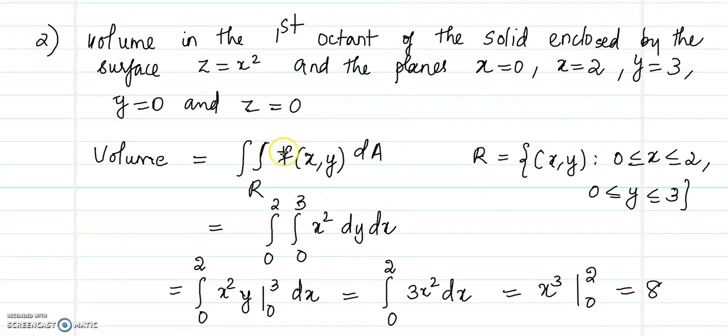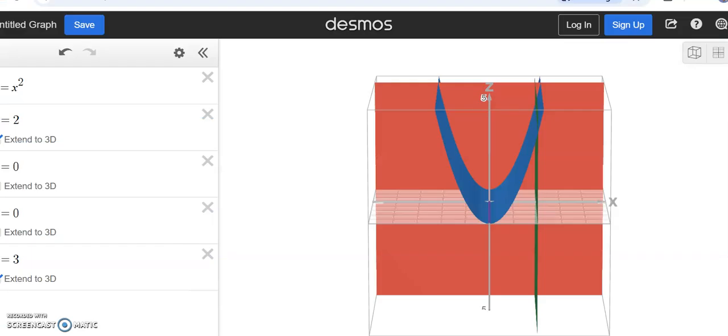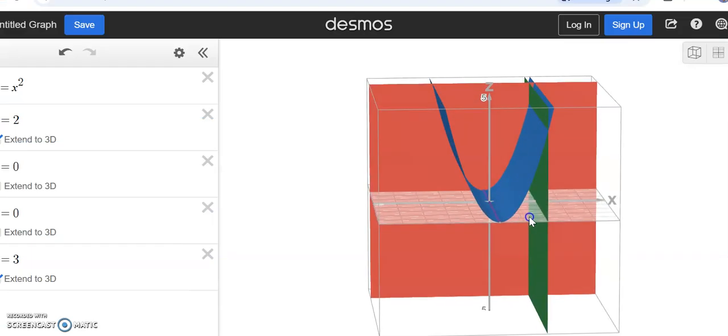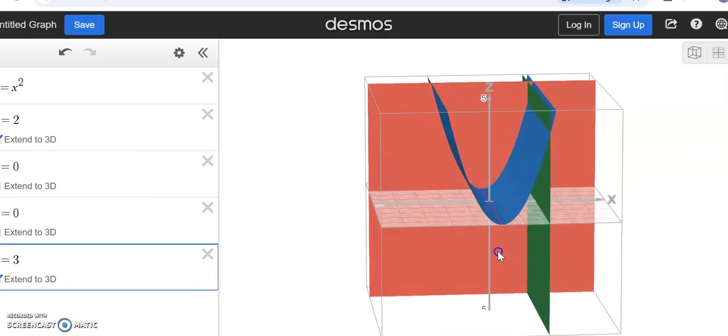So the next problem is you have to find the volume in the first octant of the solid enclosed by the surface z equal to x square and the planes x equal to 0, x equal to 2, y equal to 3, y equal to 0 and z equal to 0. The surface will look something like this.